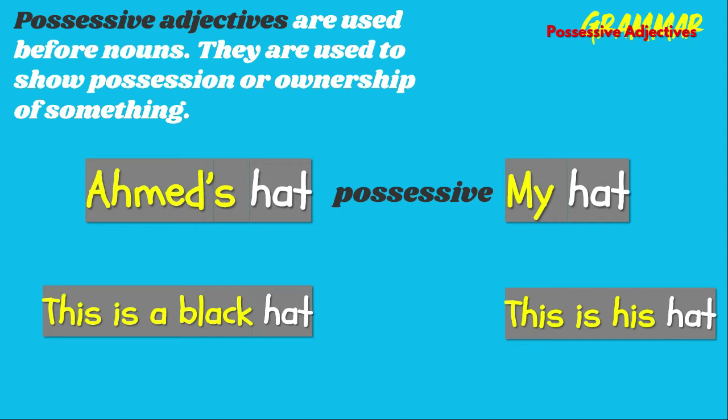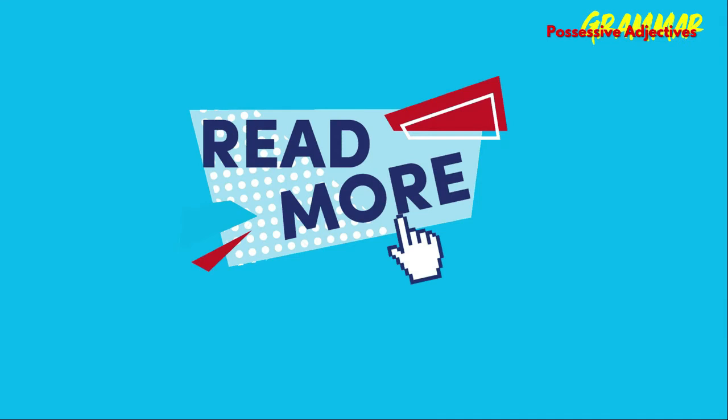Look at these two boxes below. This is a black hat. This is his hat. What do they have in common? Yes, as you can see, a black hat, black is an adjective describing what type of hat it is. And likewise, his hat is describing what type of hat it is, and that is, it belongs to that person, or it belongs to him. So they have this relationship of being adjectives.